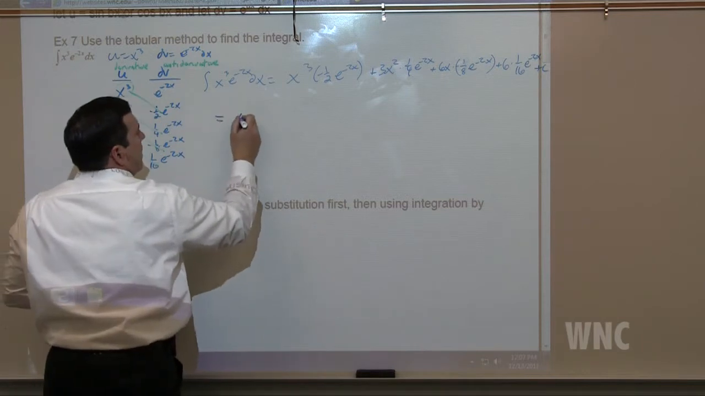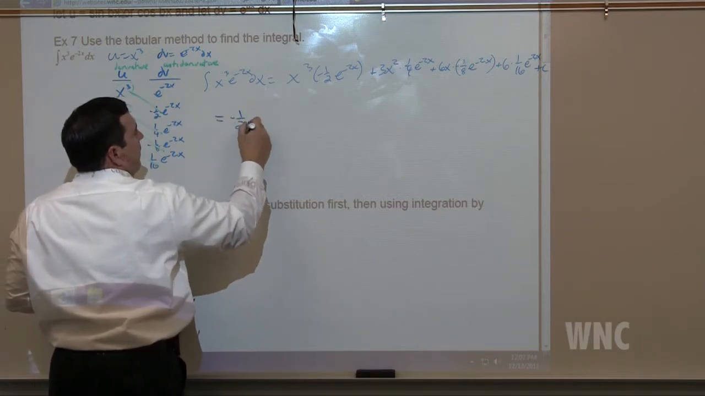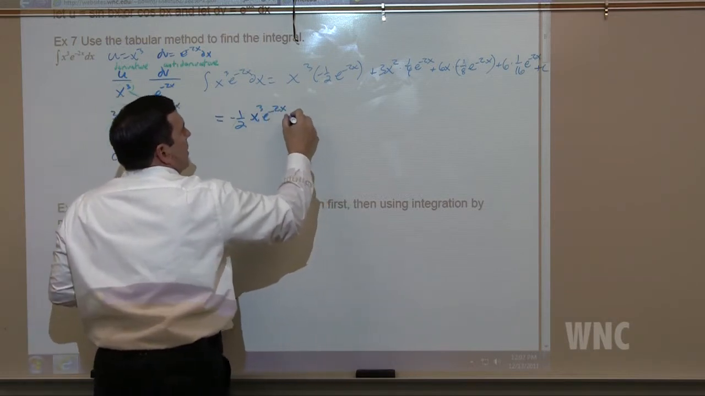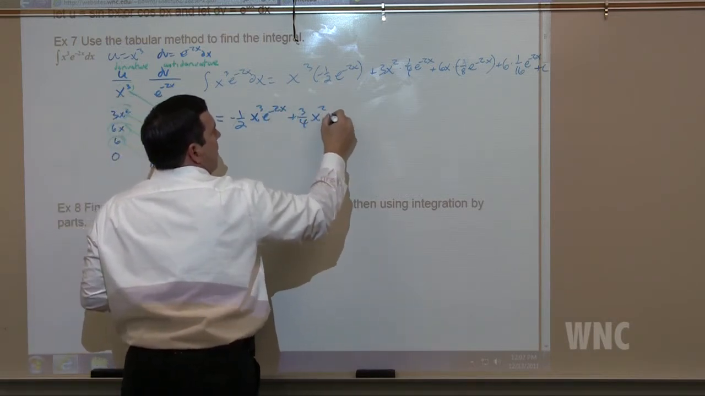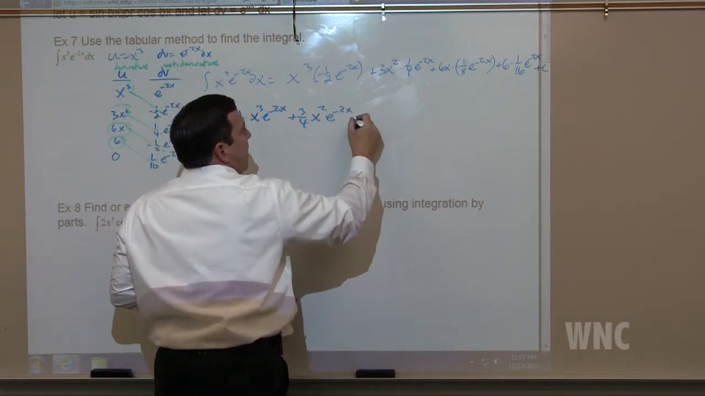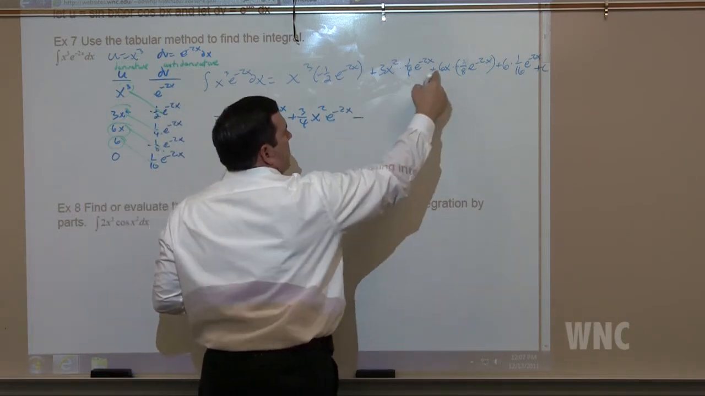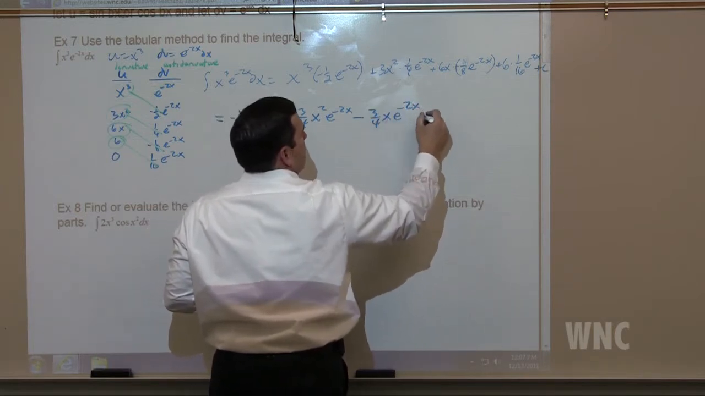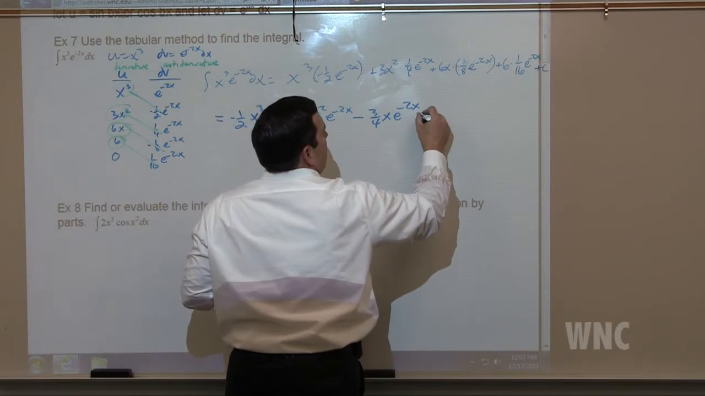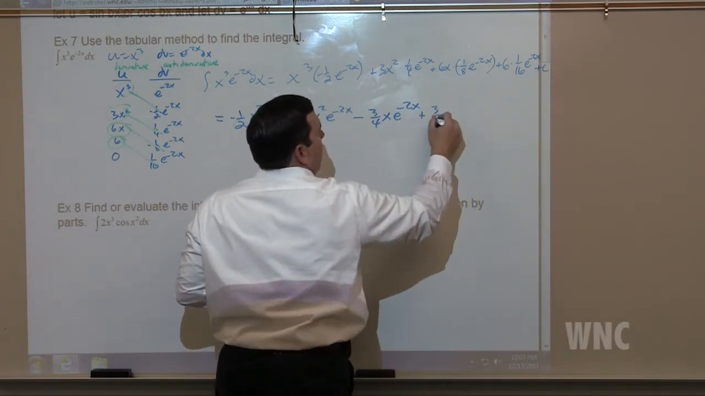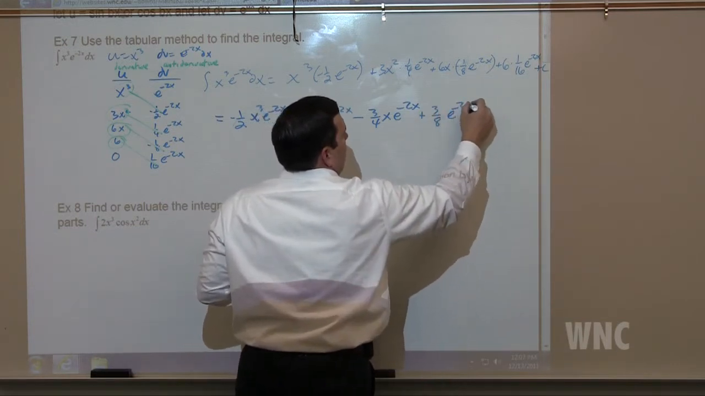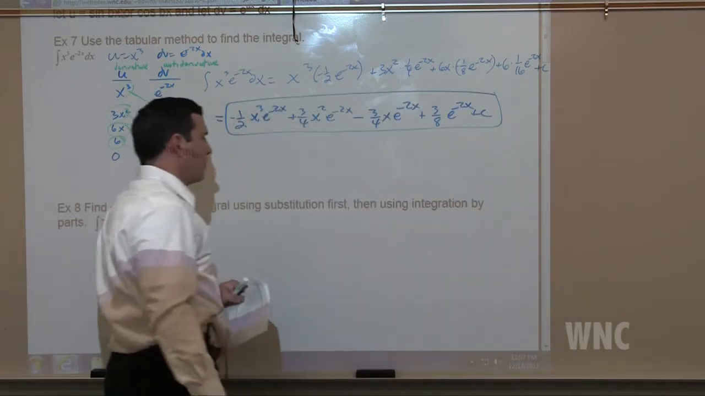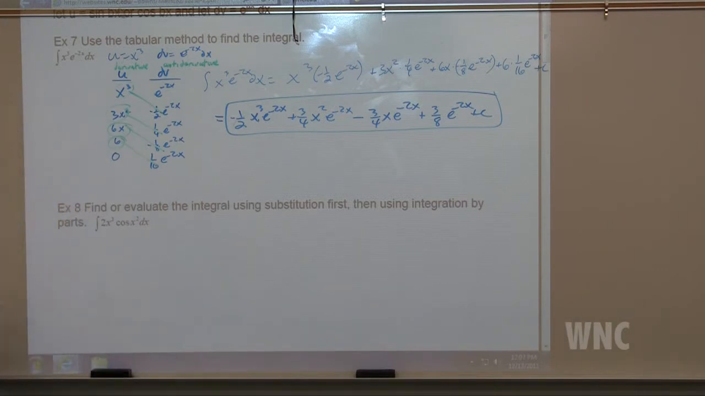So the result is negative 1/2 x cubed e to the negative 2x plus 3/4 x squared e to the negative 2x minus, and 6 over 8 reduces to 3/4 x e to the negative 2x, and then plus 6/16, which is 3/8 e to the negative 2x plus c. Okay, that's kind of fun.